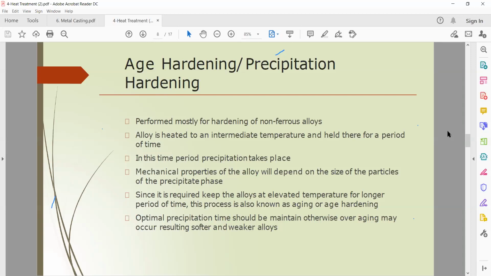Normally, this age hardening is mostly done for non-ferrous metals, right? That is an important point. As usual, you have three steps: first heating, holding, cooling, right? Age hardening also has these three steps. So if you want to use age hardening, then definitely you should have a non-ferrous metal for this process.